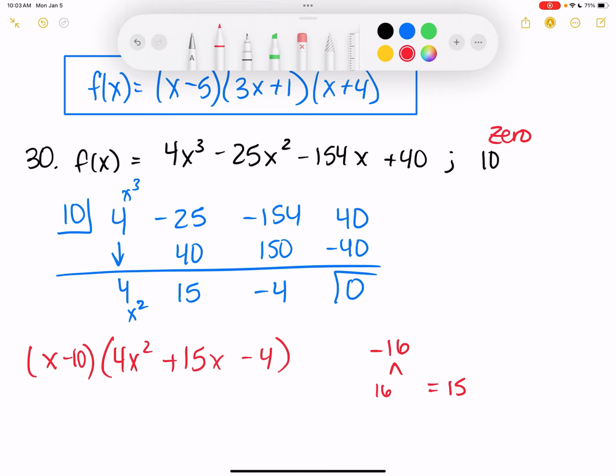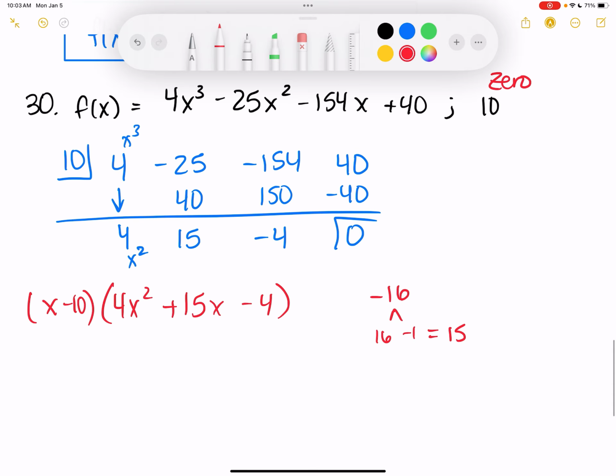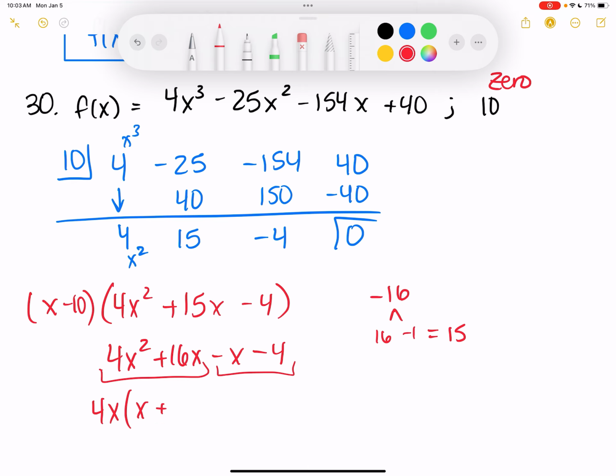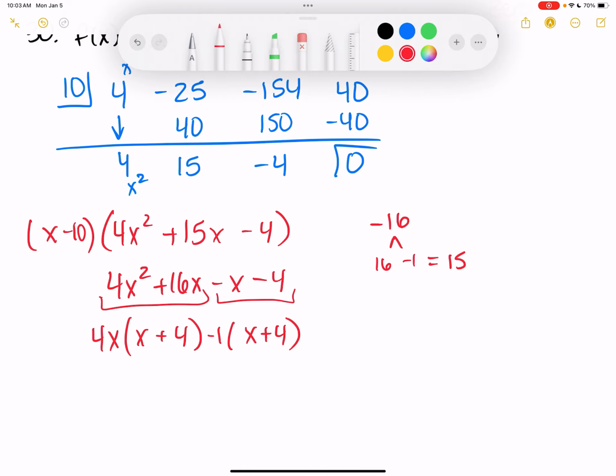16 and negative 1 would give me a positive 15 and a negative 16. So, yep. Oh, we're not adding. So 4x squared plus 16x minus x minus 4. Factor by grouping. Take out a 4x. I'm left with x plus 4. Over here, take out a negative 1. Left with x plus 4. So that means that this would have factored into x minus 10 times 4x minus 1 times x plus 4.